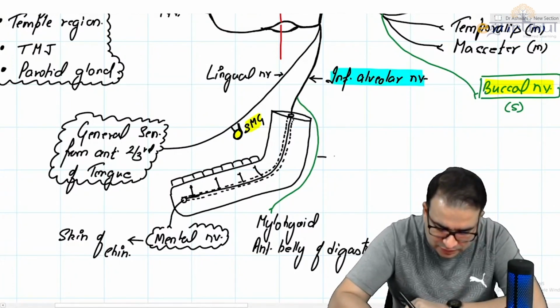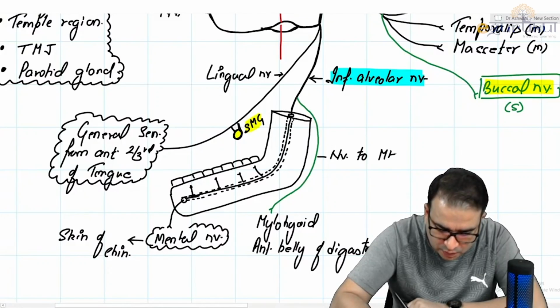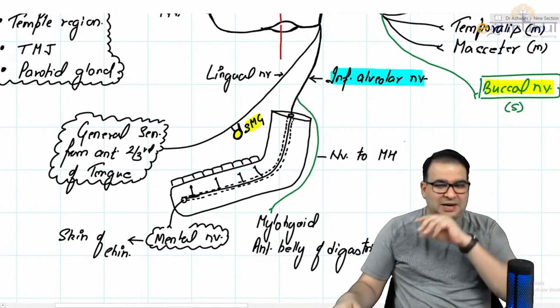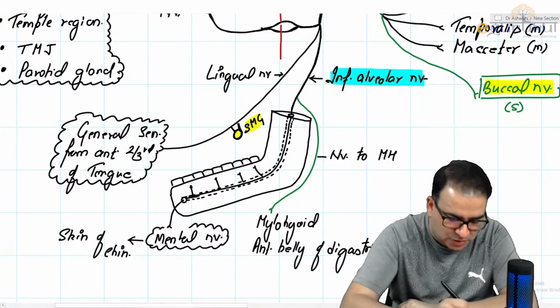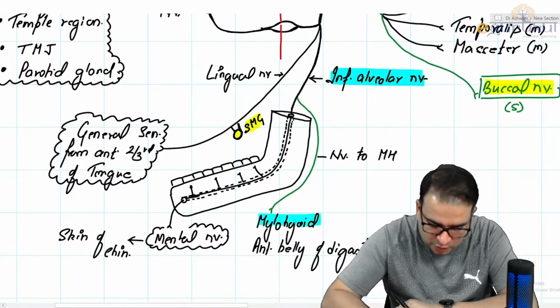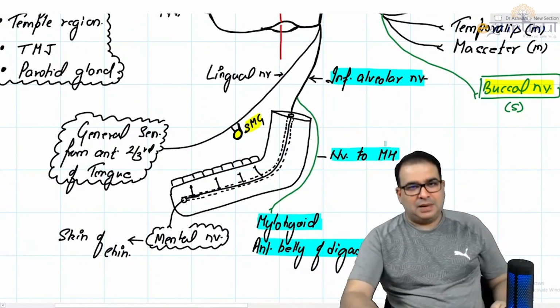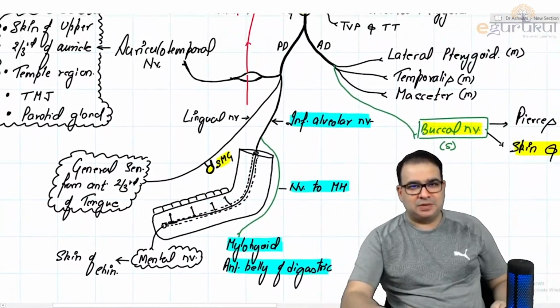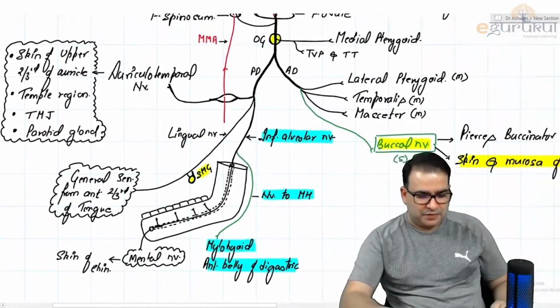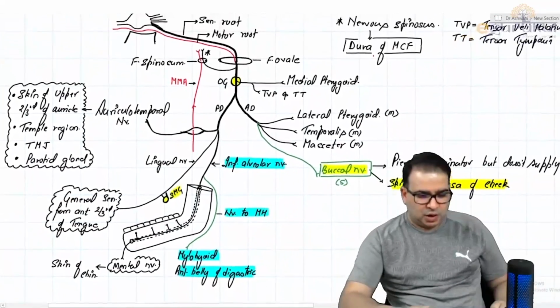What is the name of this nerve? The nerve is called simply nerve to mylohyoid. We call it nerve to mylohyoid only, but it is supplying two muscles. Which two muscles? One is the mylohyoid itself and one is the anterior belly of digastric, guys. The nerve to mylohyoid supplies mylohyoid and the anterior belly of digastric. That's the whole story of the mandibular nerve.